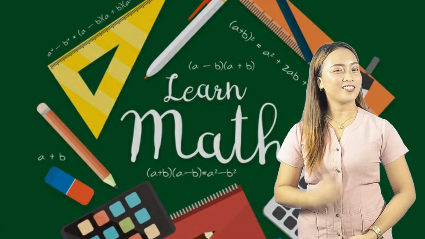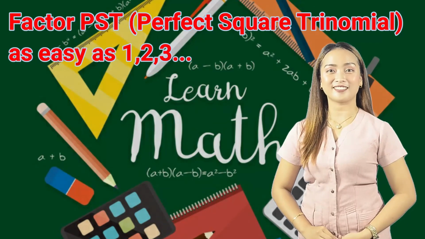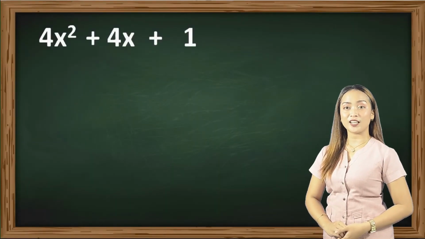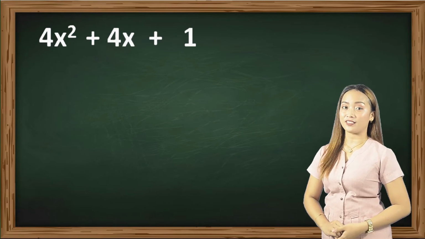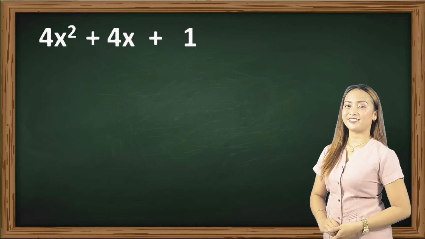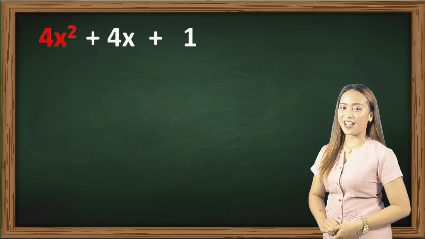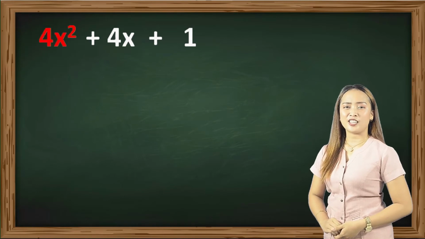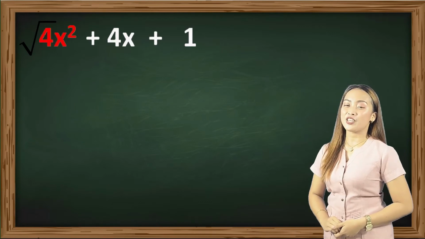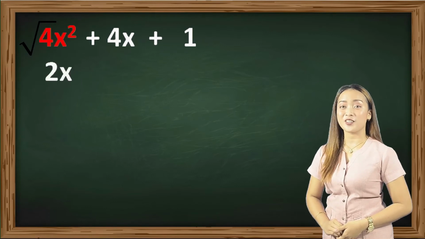Let's have another one. Let's factor PST as easy as 1, 2, 3. The given expression is 4x squared plus 4x plus 1. Remember the steps. Let's start with step 1. What is our first term? 4x squared. Correct. Is 4x squared a perfect square? Yes. The square root of 4x squared is 2x. Very good.